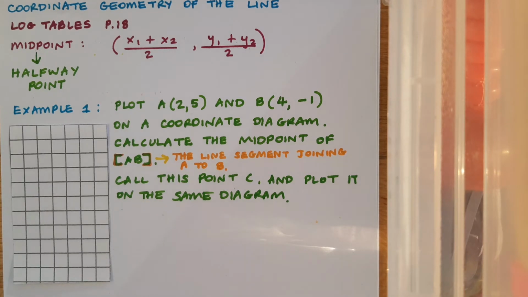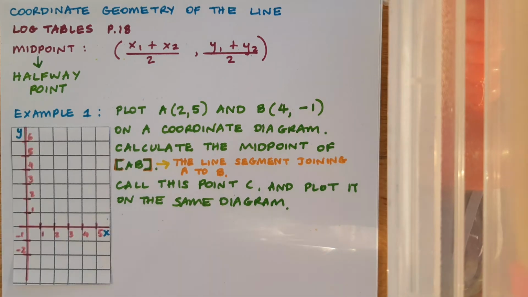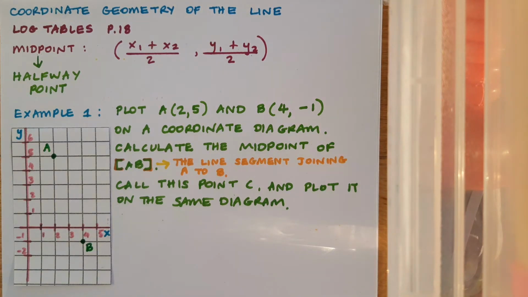So let's start by plotting our points, and you should be well able for this yourself, so pause the video here while you do that and then come back to me for the calculation of midpoint. So I've set up my xy plane, and A is the point 2, 5, so out 2, up 5, and B is the point 4, minus 1, so out to 4 and down to minus 1.